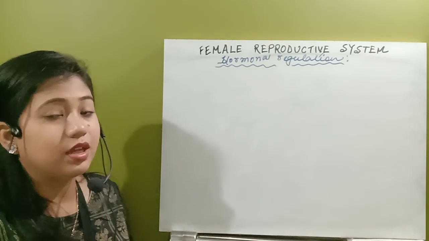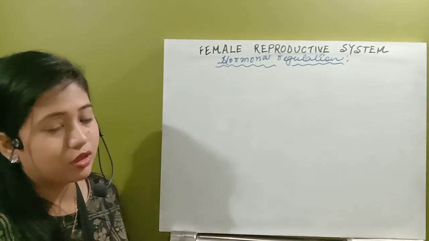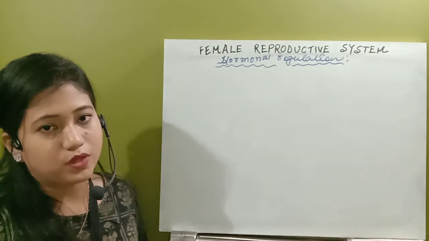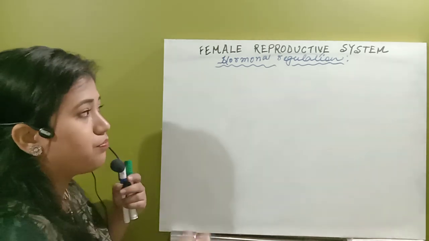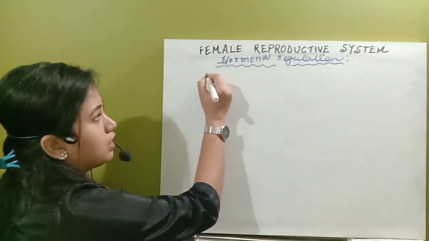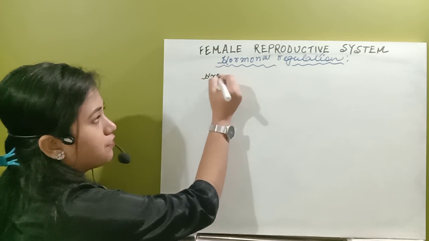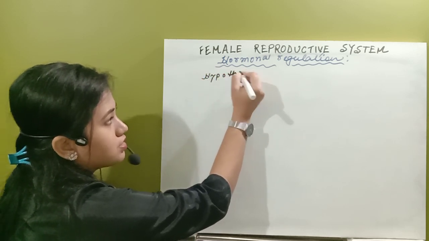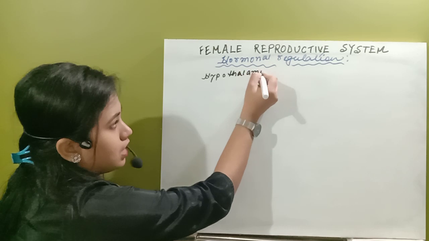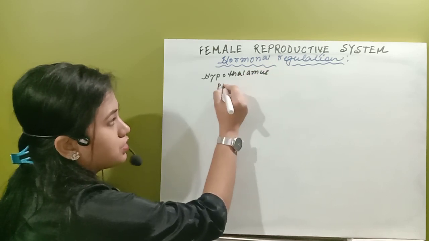Now let us see the hormonal regulation in the process of the menstrual cycle. First of all, we have the hypothalamus that will start the whole process. Then after that, the next one is the pituitary gland.